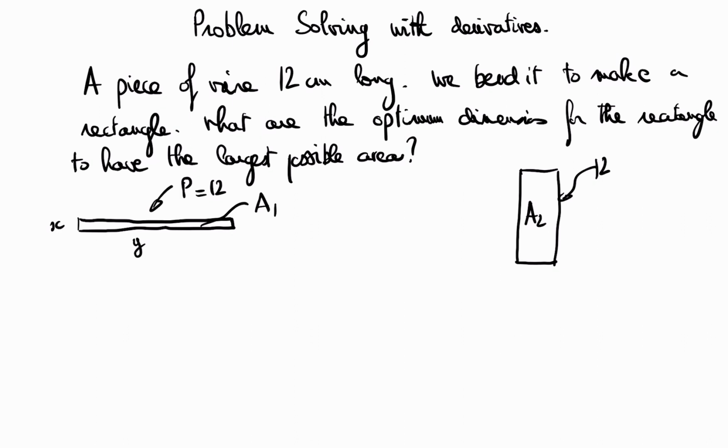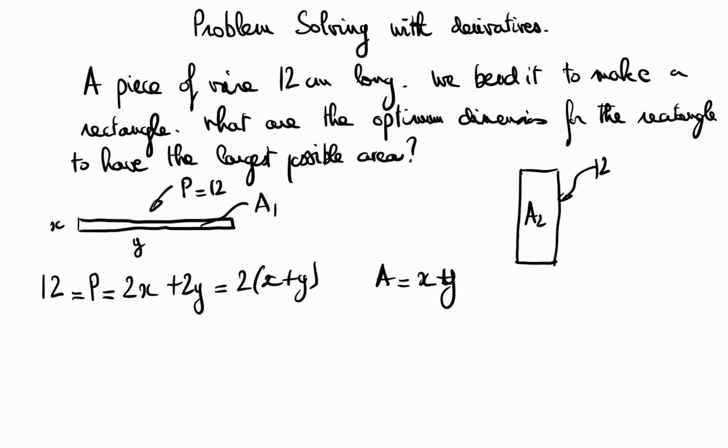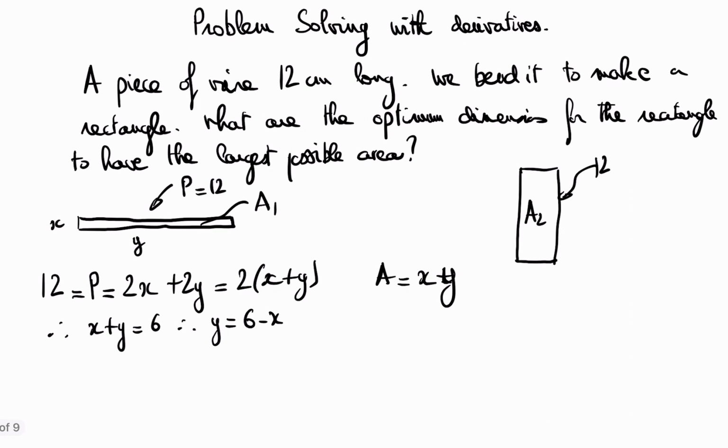Okay, so what can we say? We can say that the perimeter is equal to 2x plus 2y, which we can factorize as 2 times (x plus y), whereas the area is xy. We know that the perimeter is equal to 12, so we have a relationship between y and x, which is x plus y equals 6, so therefore y equals 6 minus x. And so from there we can rewrite the area as x times (6 minus x), which is minus x squared plus 6x.